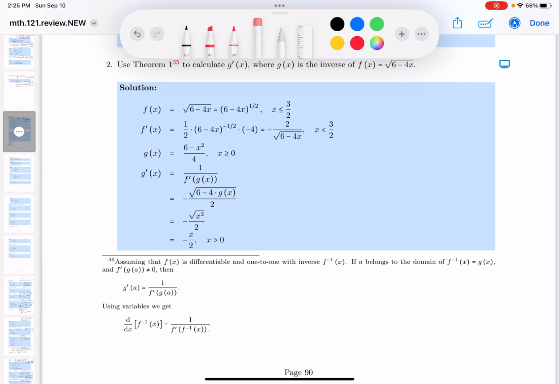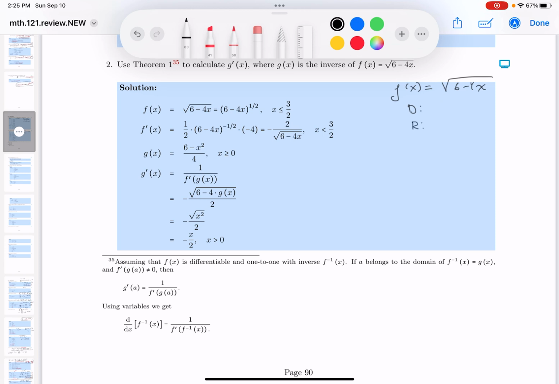All right, let's just go through the story here. So f of x is equal to root of 6 minus 4x. I can tell you the domain and range of this thing. It's not a difficult one.